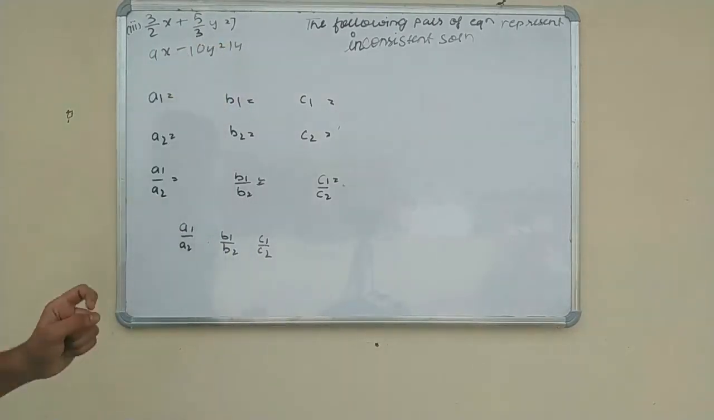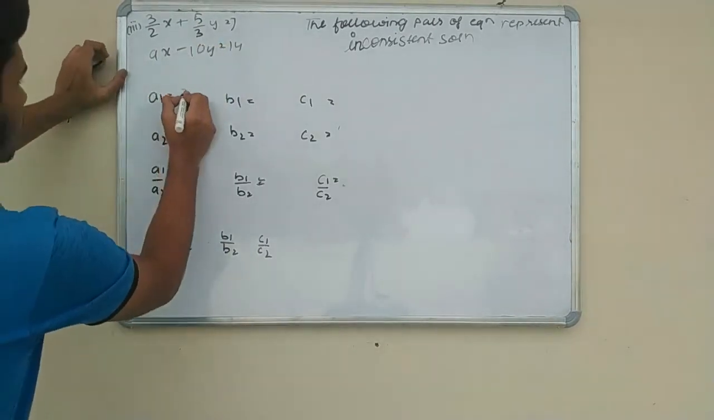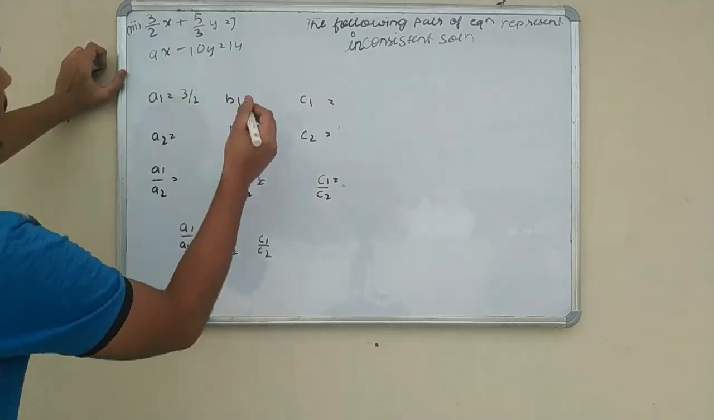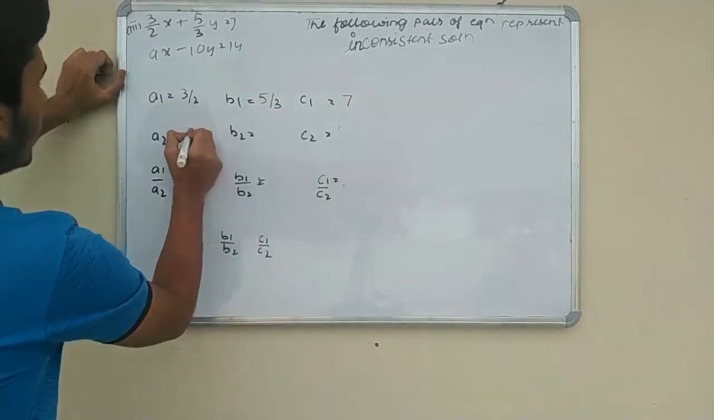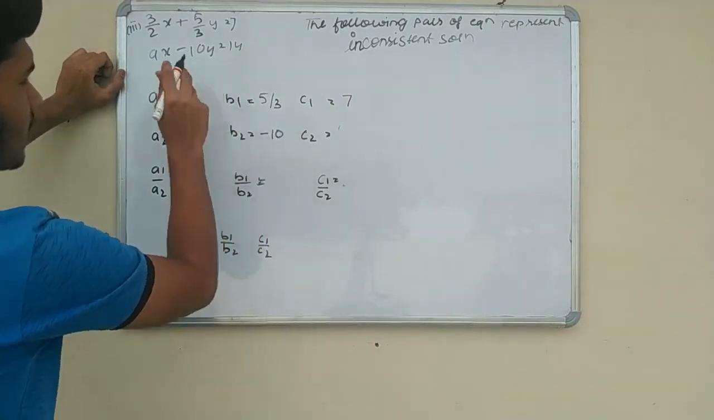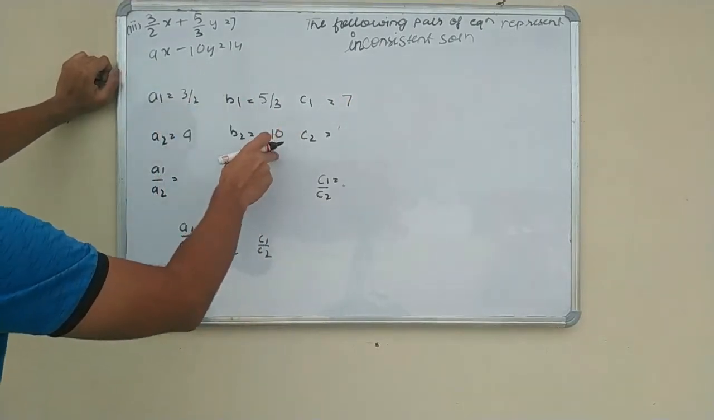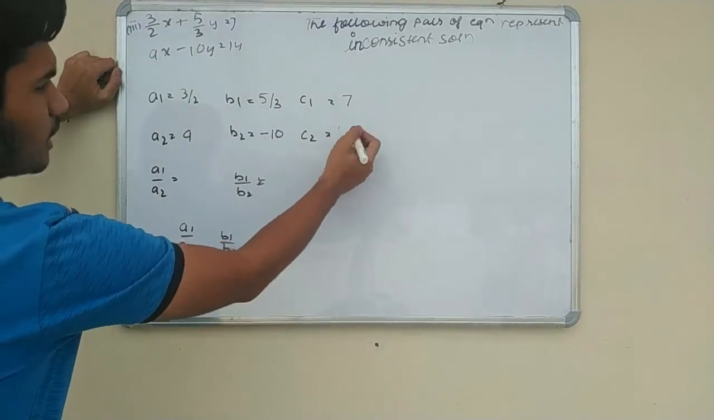If we check the coefficients, then a1 is equal to 3 upon 2, b1 is equal to 5 upon 3, and c1 is equal to 7. Similarly, a2 is equal to 9, b2 is equal to minus 10, you need to write it here with the respective sign, and c2 is equal to 14.